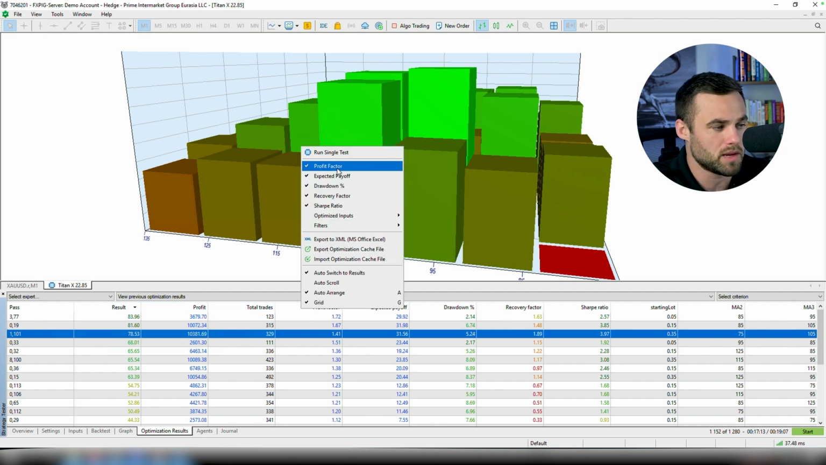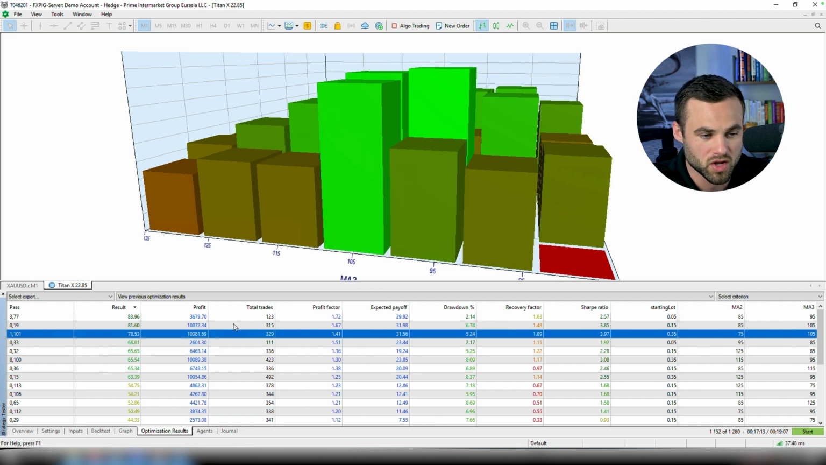Because this is really important when making your decision, and I found out that most people don't know what profit factor is, or expected payoff, or Sharpe ratio, or recovery factor. So let's talk about what these actually mean, and then we'll talk about how to actually choose the best inputs that are likely to give you the best results.